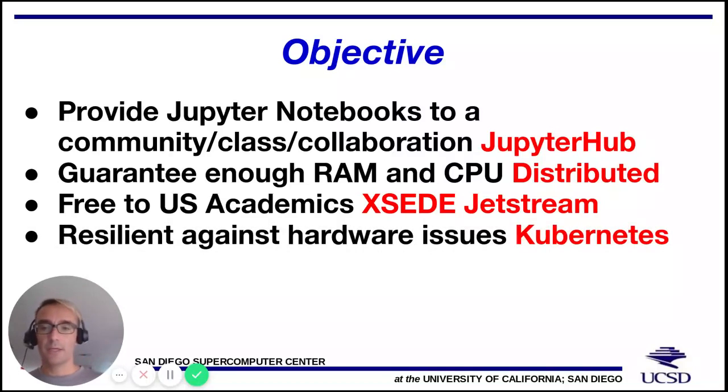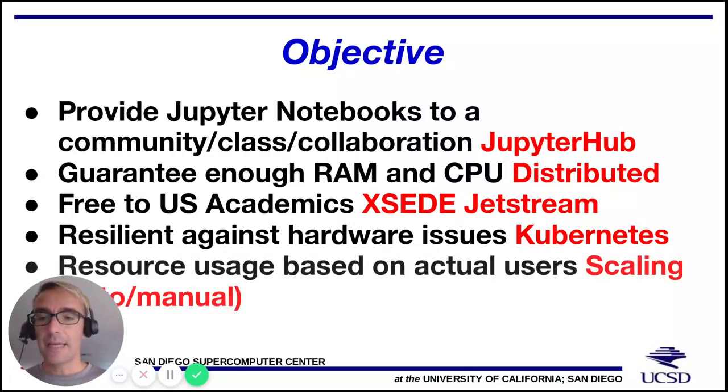We also, of course, want to have a system which is automatically resilient and can provide additional functionality, for example, logging, monitoring, and so on. And Kubernetes is a great system to provide this. Also, the allocation on Jetstream is free, but of course it's limited. So we want to make sure that we are not wasting resources. So we want to use our resources just when needed.